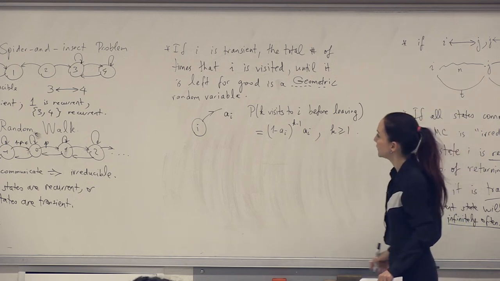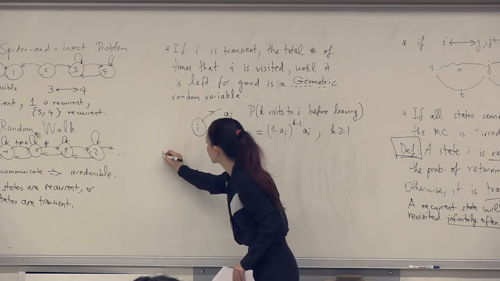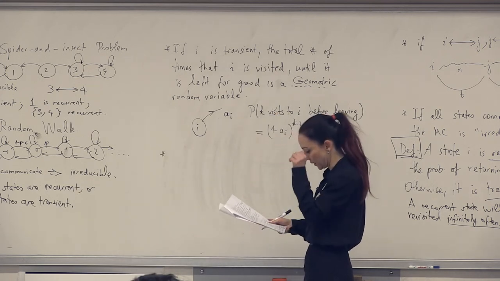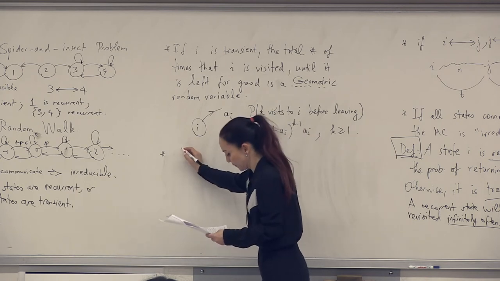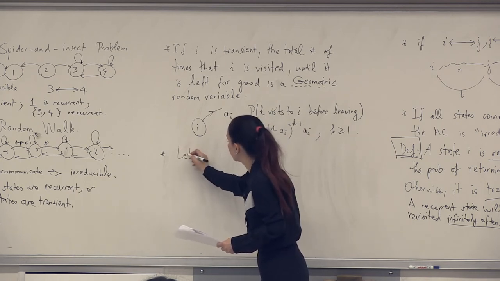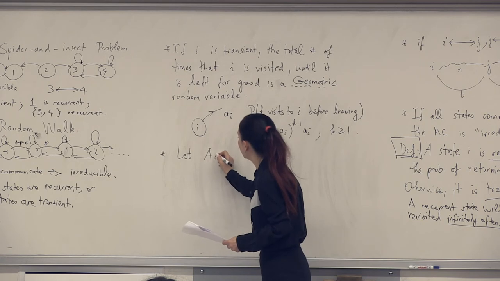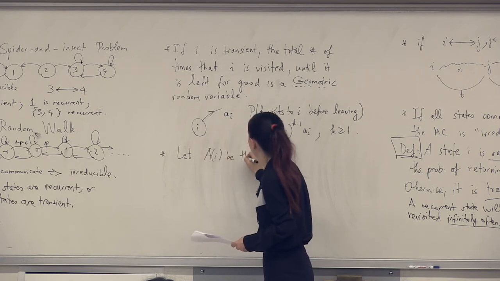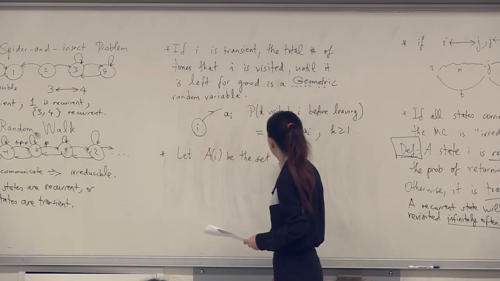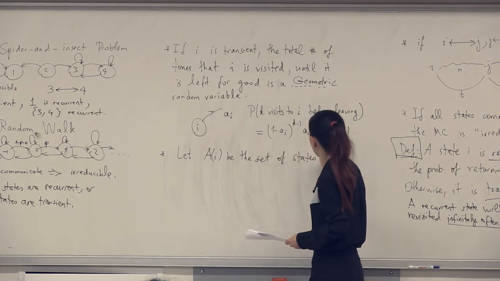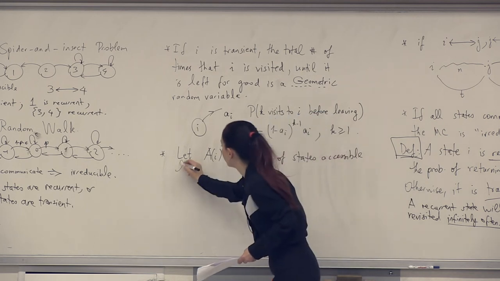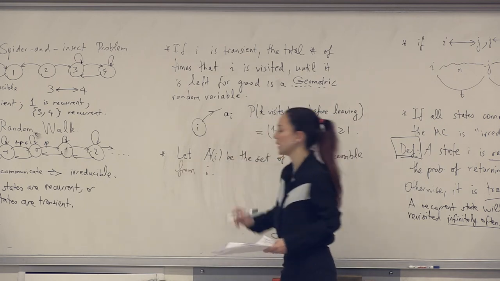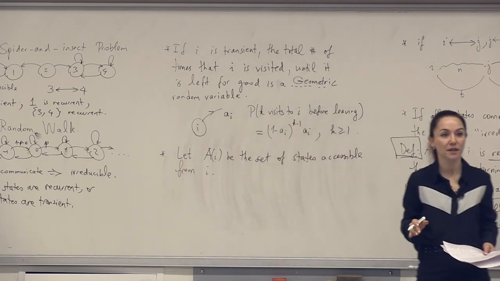All right. Now, let's turn back to the recurrent case. Let A(i) be the set of states accessible from i.